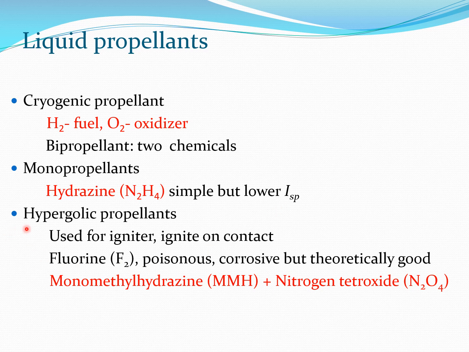There are also some things known as hypergolic propellants, and these are used for igniters. They ignite on contact. So for example, fluorine could be used here. It is poisonous, corrosive, but theoretically very good because of its good properties in terms of burning and so on. There are also certain mixtures such as monomethyl hydrazine, MMH, and nitrogen tetroxide, N2O4.